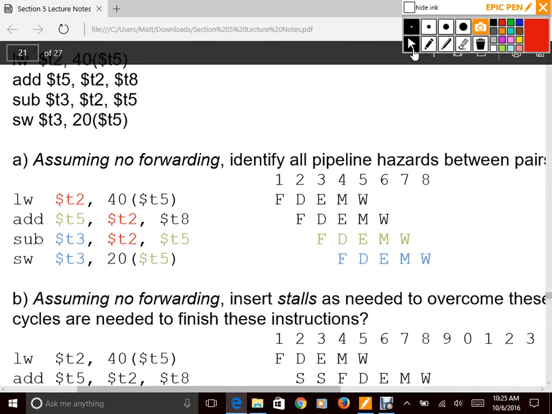Now let me zoom in on that so you all can see. So this is a hazard because I'm waiting for data memory. I would have to forward it here to the execution unit. And then same thing, write back, I'd have to forward it to the ALU. So these are hazards.